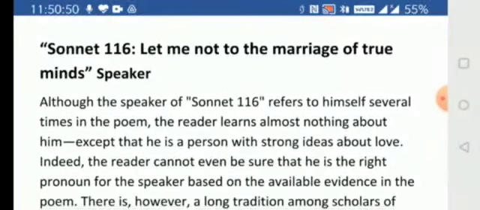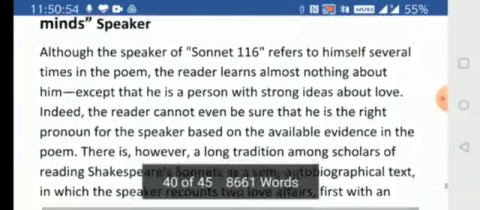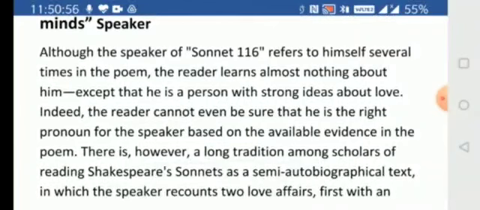Now, a look at the speaker of the poem. Although the speaker of Sonnet 116 refers to himself several times in the poem, the reader learns almost nothing about him except that he is a person with strong ideas about love. Indeed, the reader cannot even be sure that "he" is the right pronoun for the speaker based on the available evidence in the poem.